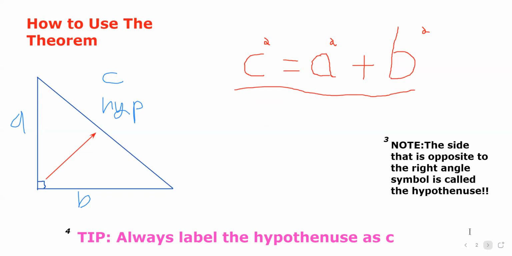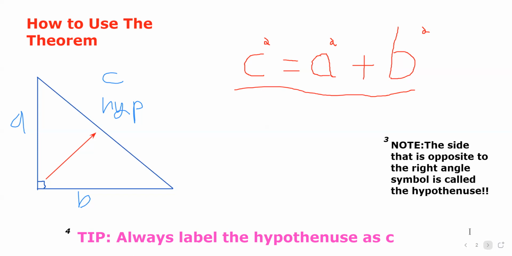Alright, so before we go into the question, just to recap, when you're using this theorem, the first thing is you can only use it for right angle triangles. To know if something is a right angle triangle, you look for the right angle symbol. To use it, you need two sides of the triangle, two values of the sides. A and B, C and A, you just need two sides. And the tip is to always label the hypotenuse, which is the side opposite to the right angle, as C.